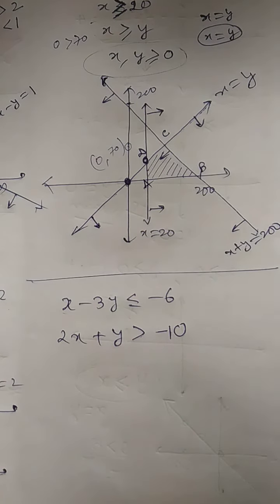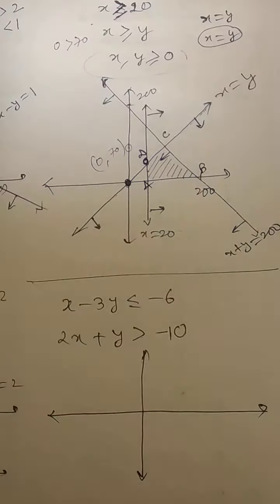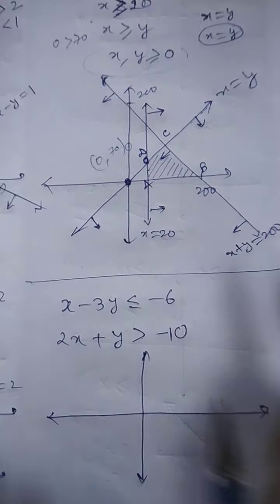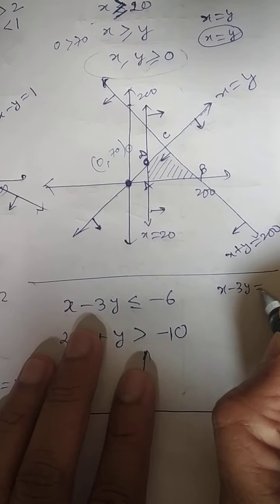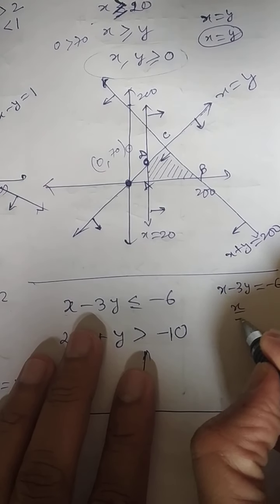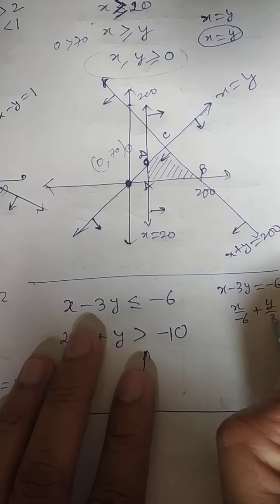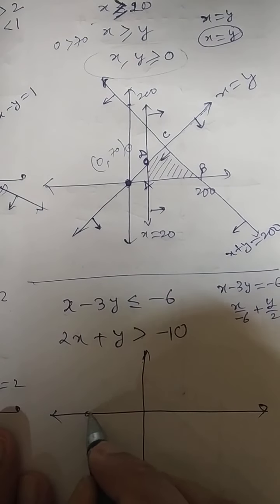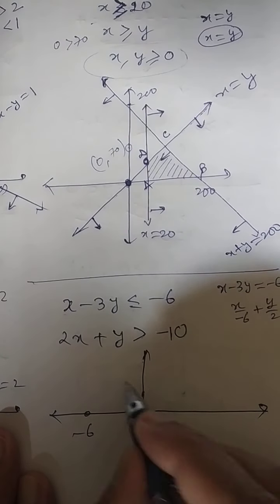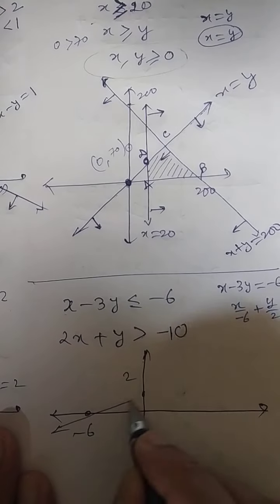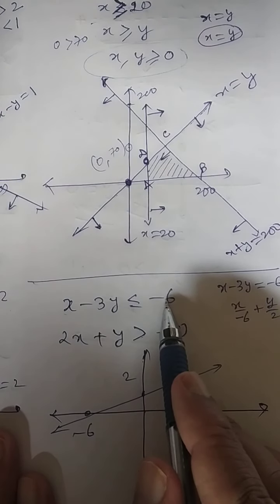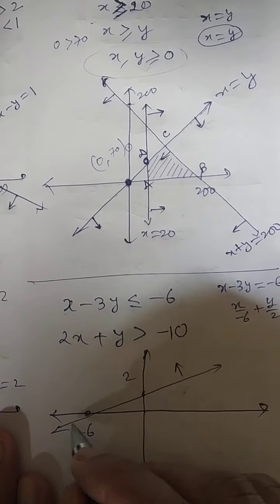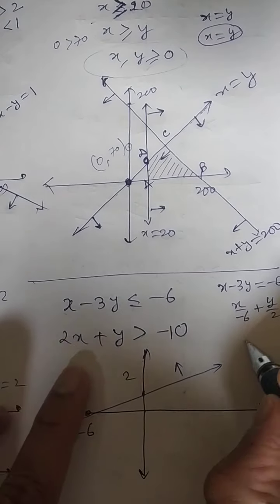Just quickly look at the graph. Here, what will be the x-intercept? Whenever you get any question, write properly. The x-intercept will be -6 and the y-intercept will be 2. The x-intercept -6 is somewhere over here, y is 2 somewhere over here. Replace 0: is 0 less than -6? No. So go upside.